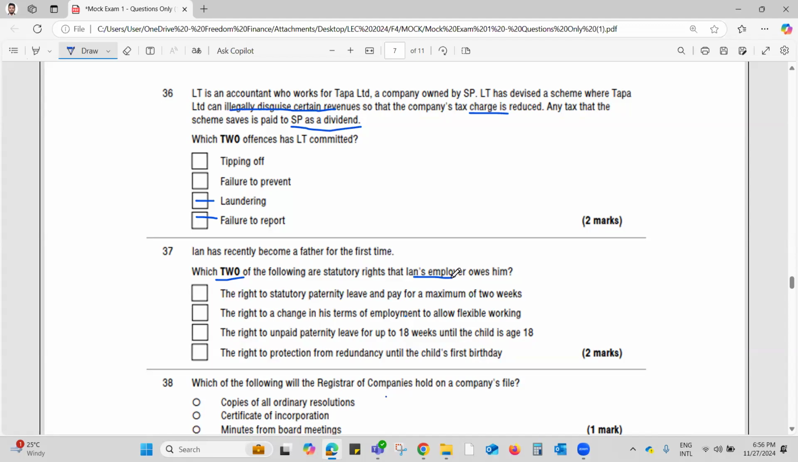So Ian has recently become a father for the first time. Which two of the following are statutory rights that Ian's employer owes him? What are the two options that you choose? Now, for these questions, you need to choose two answers. So what are the two rights that you will get?